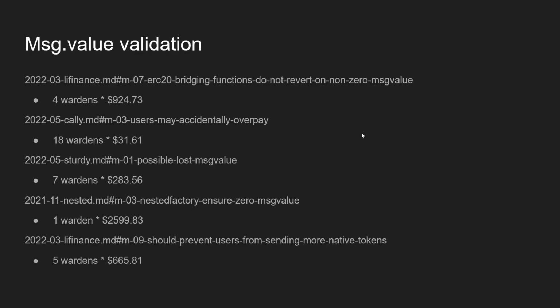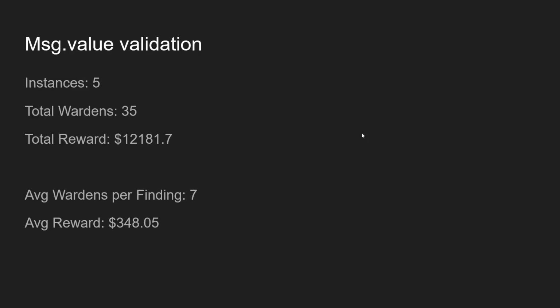The issue of validating message.value occurred 5 times in previous audit contests. Again, I'll put links to these reports and the particular findings down below so you can go ahead and review these and compare and contrast these findings. In summary, the total award that has been paid for message.value validation issues in the past is 12K. On average, a warden received 348 per finding.